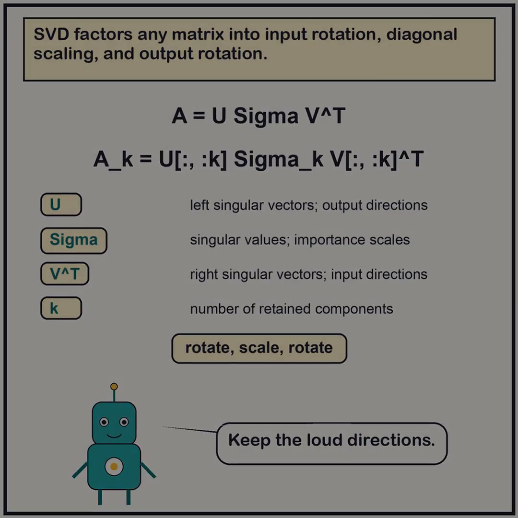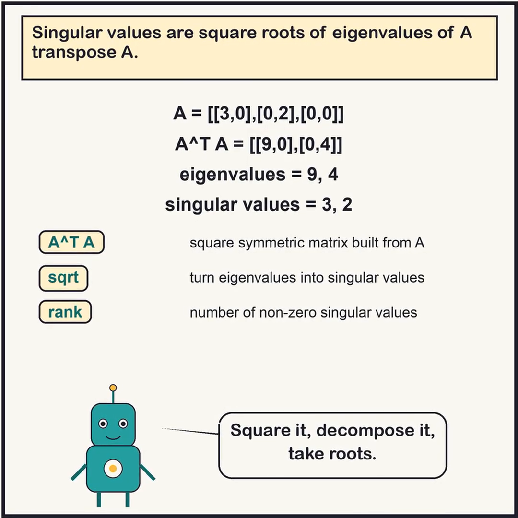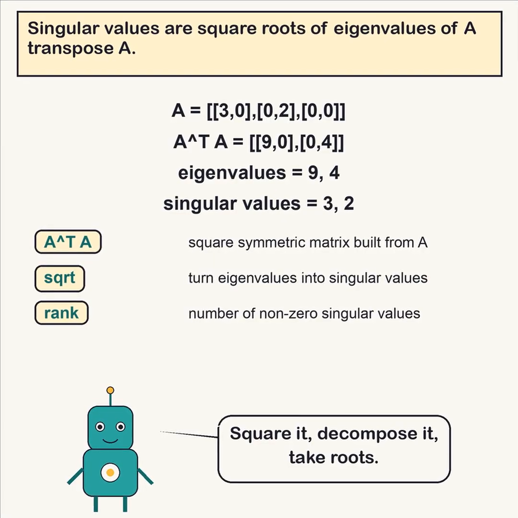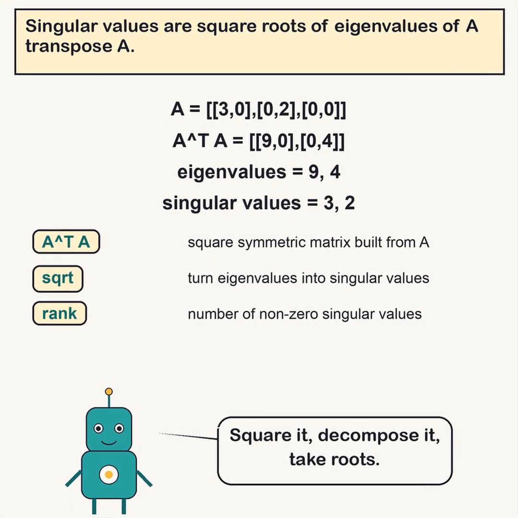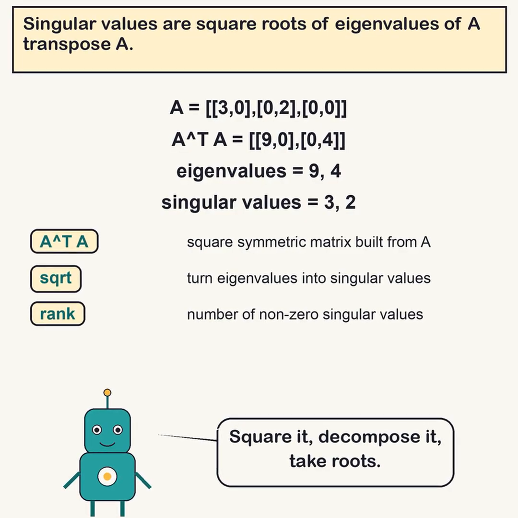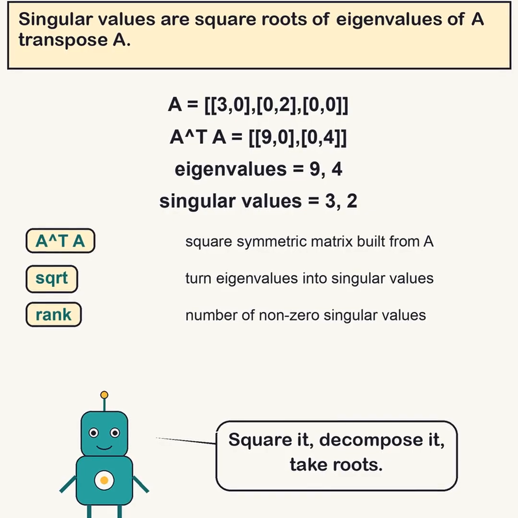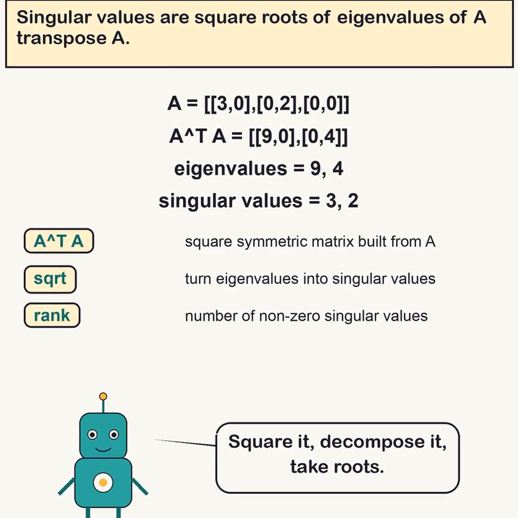final layout. Singular values can be found from A transpose A in the simple example. Eigenvalues 9 and 4 become singular values 3 and 2. Real-world analogy: singular values are like measuring the main stretch marks left after a transformation pulls every direction.